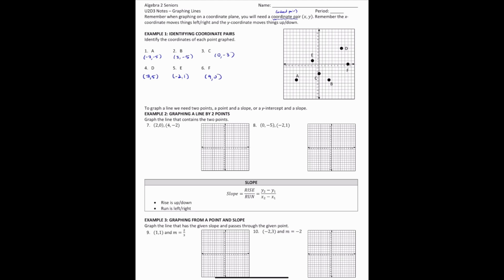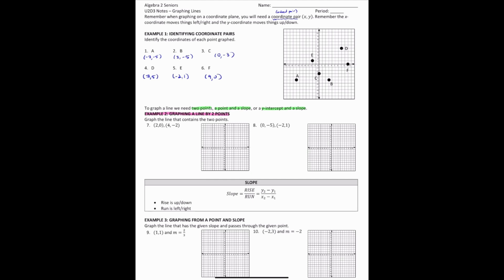Okay, so now what we're going to do is we're going to graph a line. So there are 3 ways to graph a line. So we can graph a line by having 2 points, or a point and a slope, or a y-intercept and a slope. So we'll talk about slope, we'll talk about y-intercepts later, but right now we're going to go ahead and focus on graphing a line by 2 points.